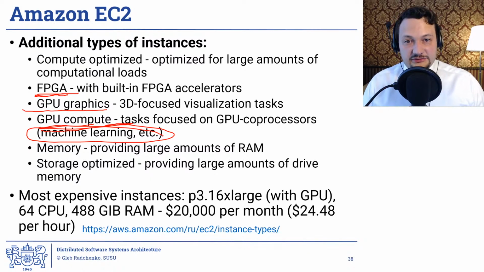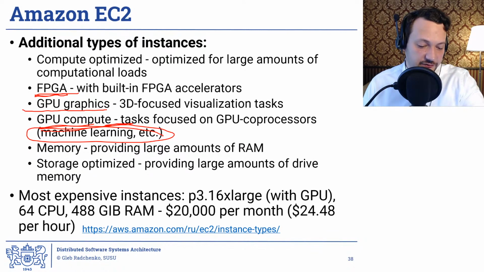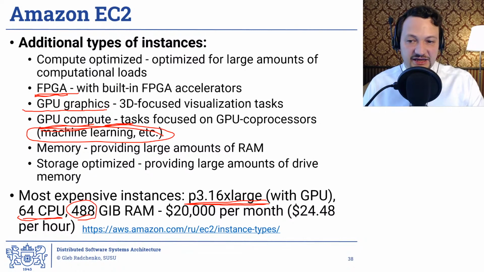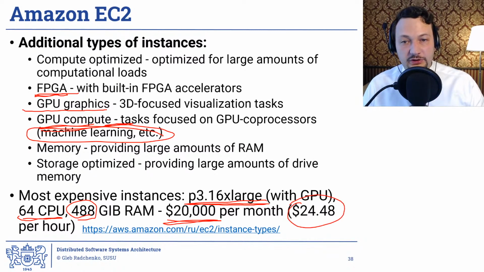So I searched for the most expensive item that is available for you today. And so I searched and searched, and I found that P3 16x large with the GPU, 64 CPU available, more than 480 gigabytes of RAM. It would cost you about $20,000 per month, or about $24 per hour.